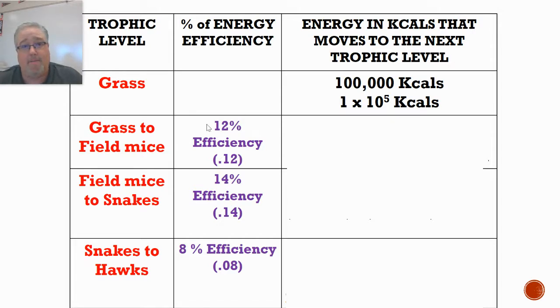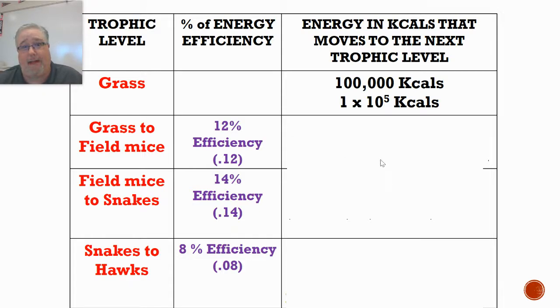Now, over here in the middle column, it says that this energy transfer has an efficiency of about 12%. So it's not necessarily always 10%, even though the rule is 10%. It can vary. It can be 11, it can be 12, it can be 9, but it's usually around 10%.